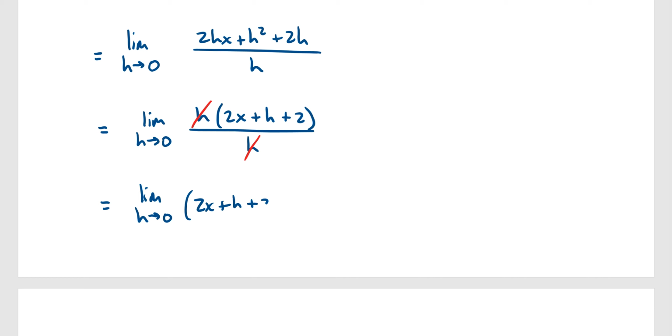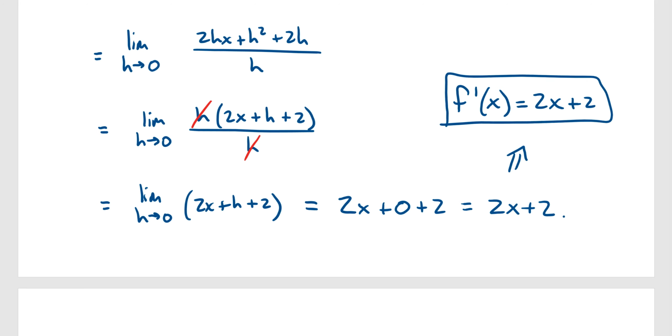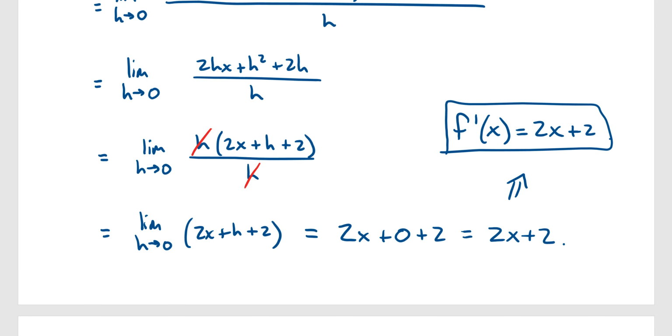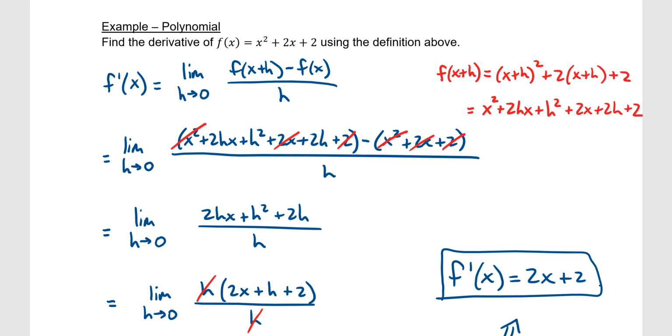And now we can do that direct substitution and plug in 0 and get 2x plus 0 plus 2. We're plugging it into h, and we get 2x plus 2. So this is our derivative f prime of x. It is 2x plus 2. And just also notice here that if we have the derivative of a polynomial, the derivative of the polynomial is always going to be 1 degree less, meaning the highest exponent, 1 degree less than the original function.